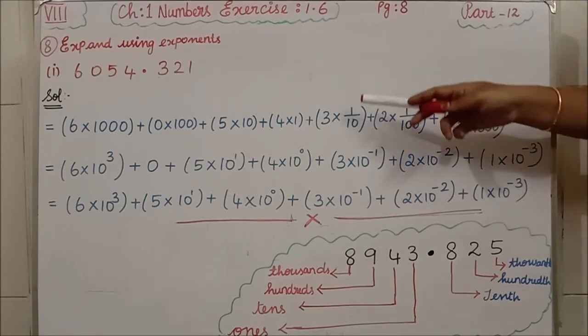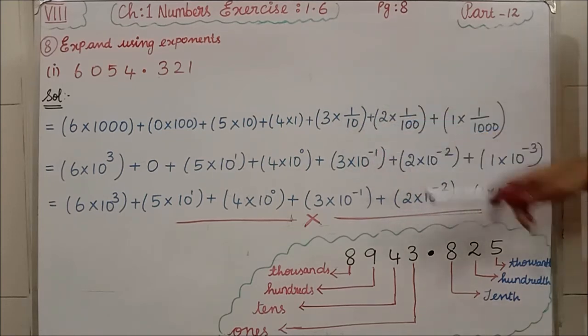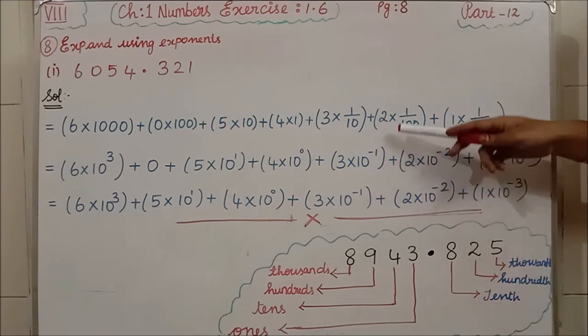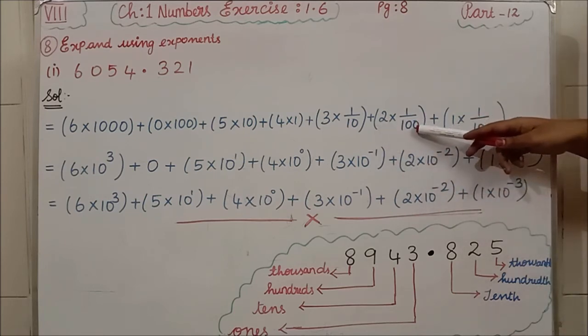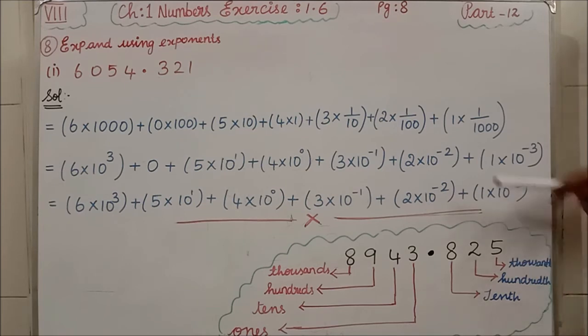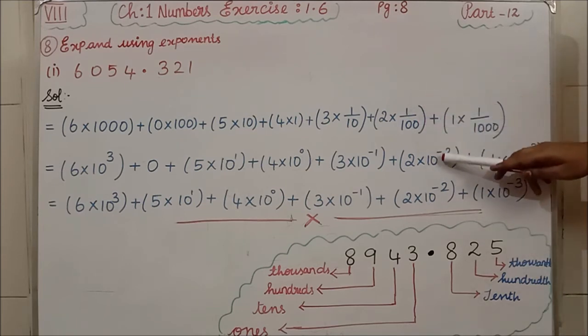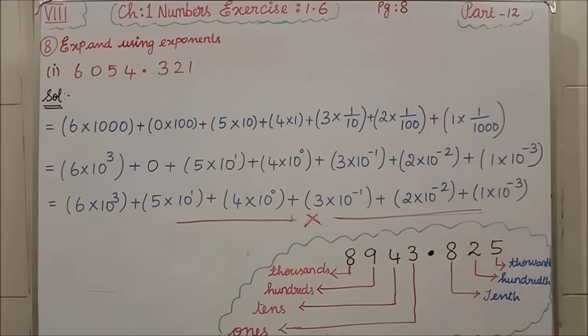Plus 3 into 10 power minus 1. 1 by 10, how can I write? Into 10 power minus 1. Plus 2 into 1 by 100 means what? 10 square, isn't it? That if it comes to the numerator, 10 power minus 2. Clear? Plus 1 into 1 by 1000 means what? 10 cube. When it comes to the numerator, it becomes 10 power minus 3.